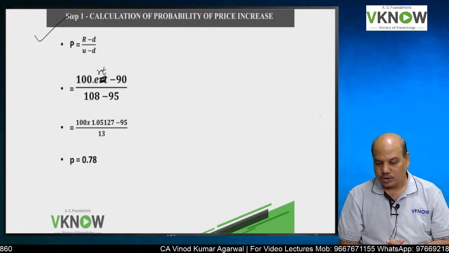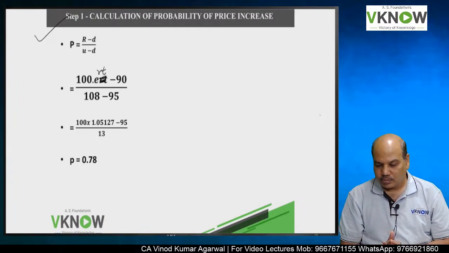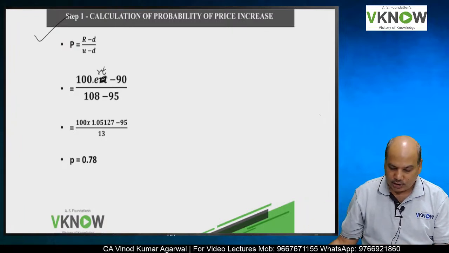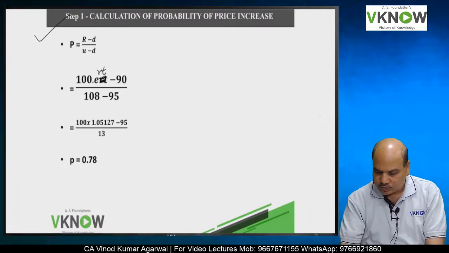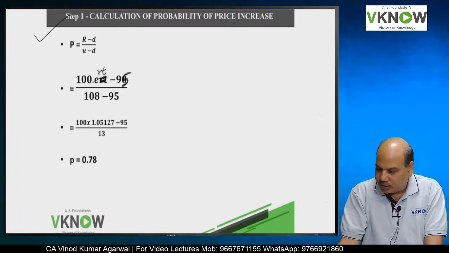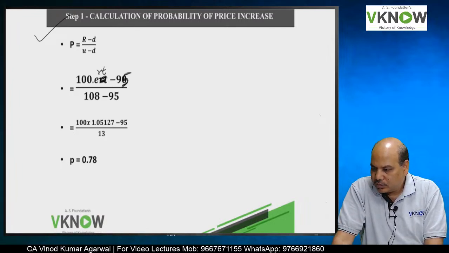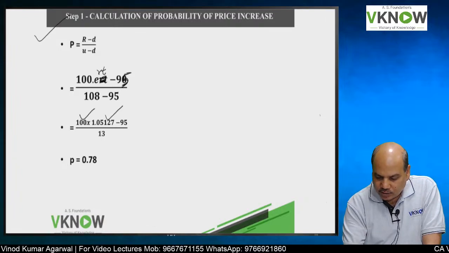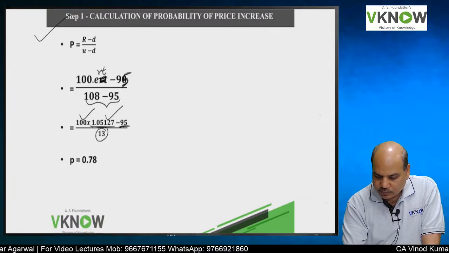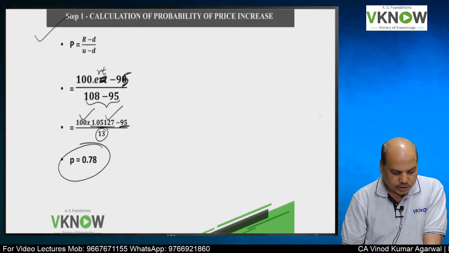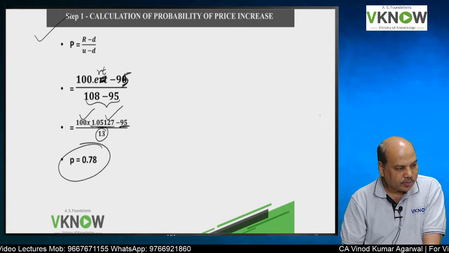So 100 into e to the power RT minus 95. It should be 95. My mistake in writing here. 95 divided by 108 minus 95. Solve it. 100. This factor is given in the problem. Minus 95, difference between these two, 13. So I have written 0.78 in 2 digits. You can write in 3, 4, 5 digits, no problem.